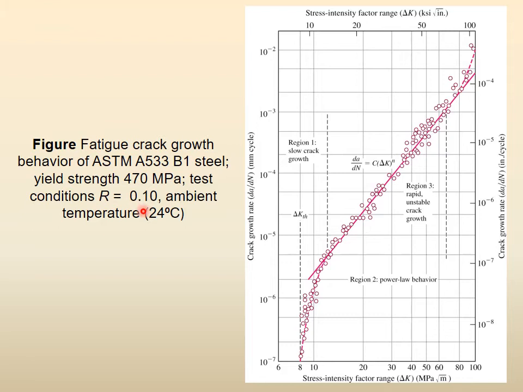So here we are plotting da/dN, the rate of crack growth, in millimeters per cycle or in inch per cycle. Here it is the stress intensity factor range delta K, in megapascal root meter or ksi root inch. So there is region 1, there is region 2 and there is region 3, and region 2 is the main region where the straight line equation is there, da/dN is equal to C delta K^n or A delta K^m equation.